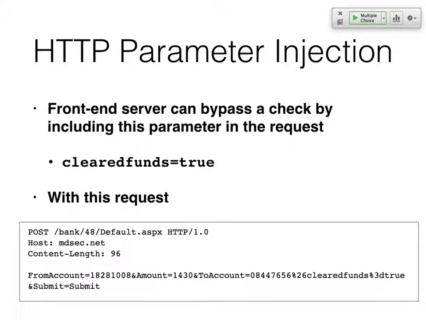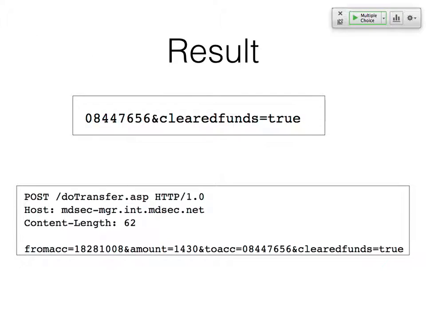So what you can do is inject cleared fund equal true in your original request. And now the next level will have two cleared funds parameters in the same request. And this is actually kind of an interesting thing.